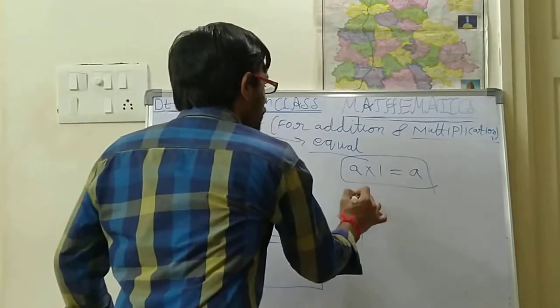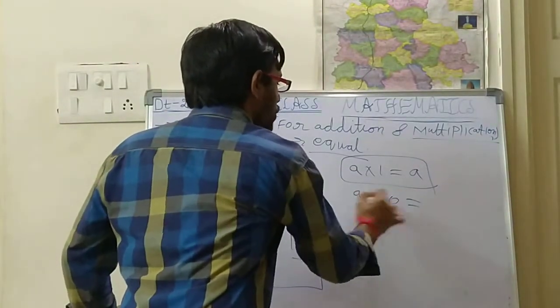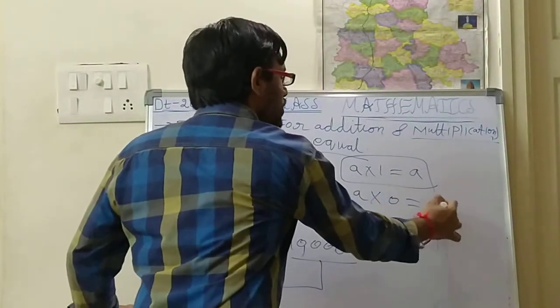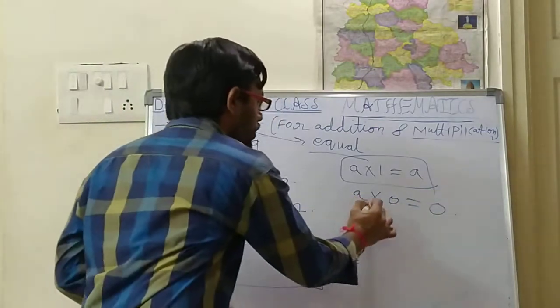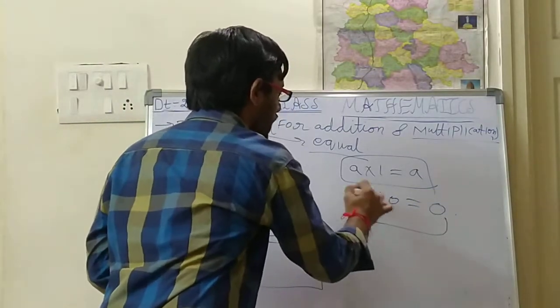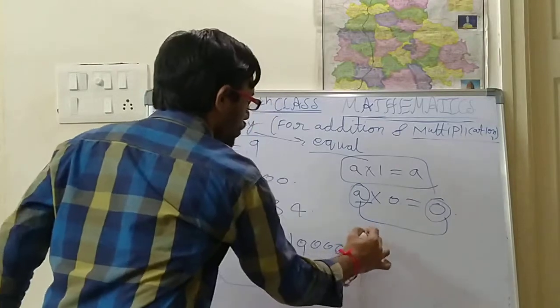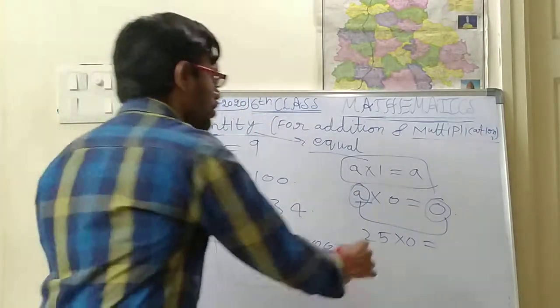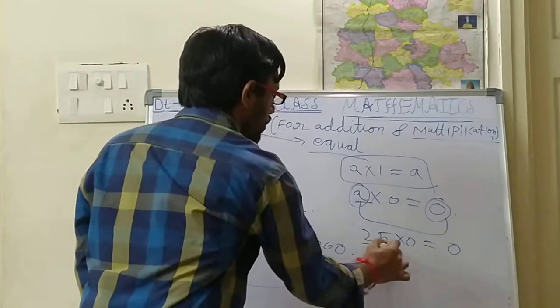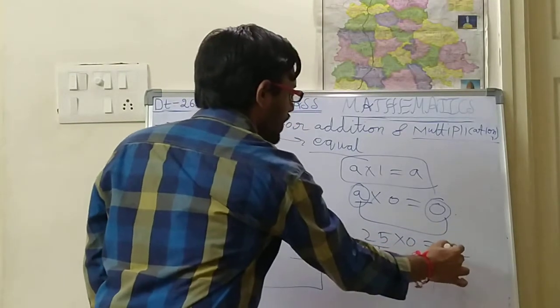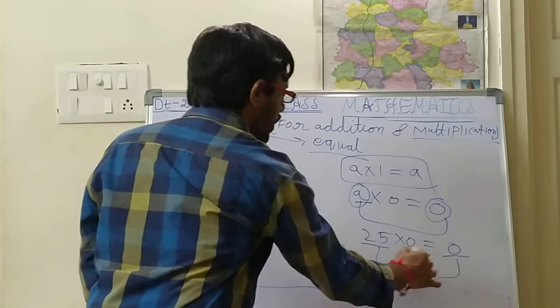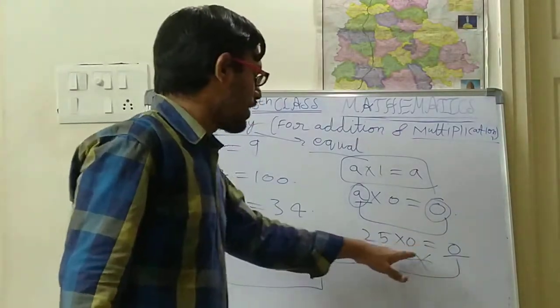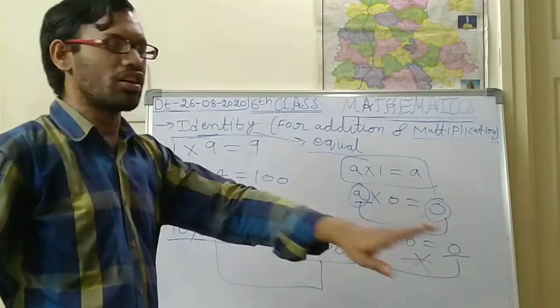Suppose you take 0: a into 0. Any number into 0 is 0 only, so both are not equal. This is a, this is 0. Suppose you take 25 into 0. What is 25 into 0? It is 0, so both are not equal. Is it right, children? So here the multiplicative identity does not satisfy.